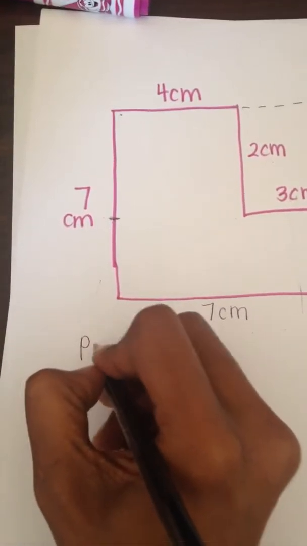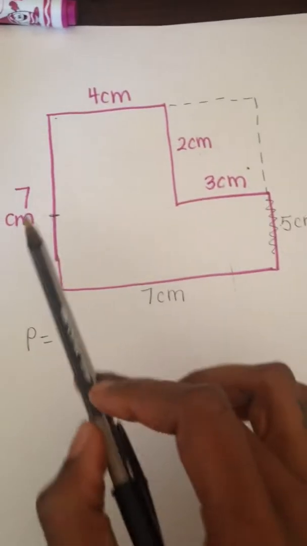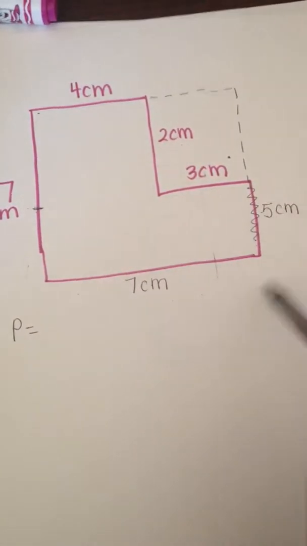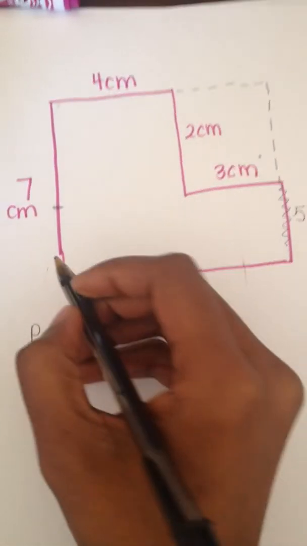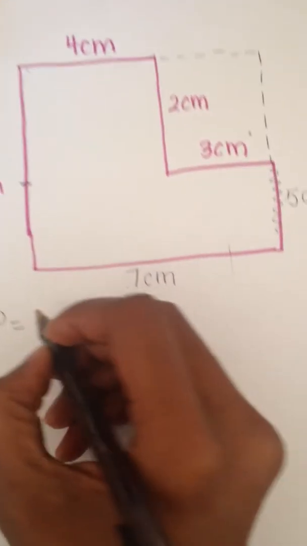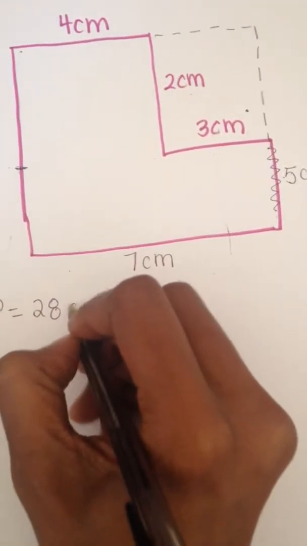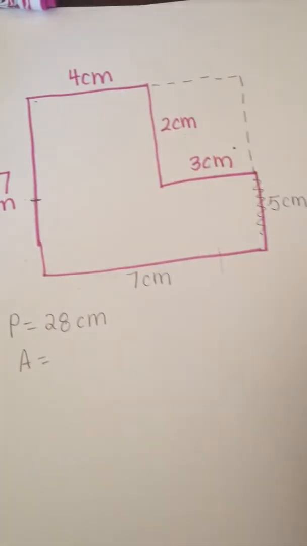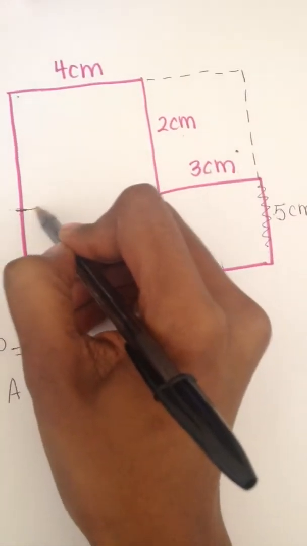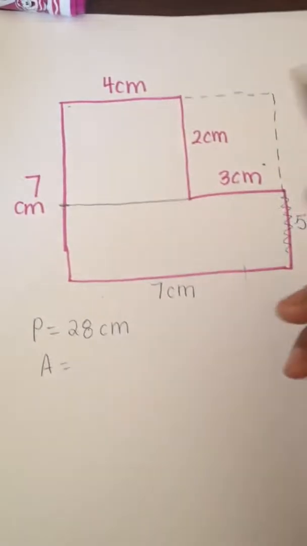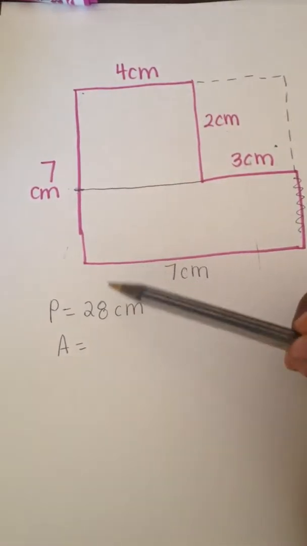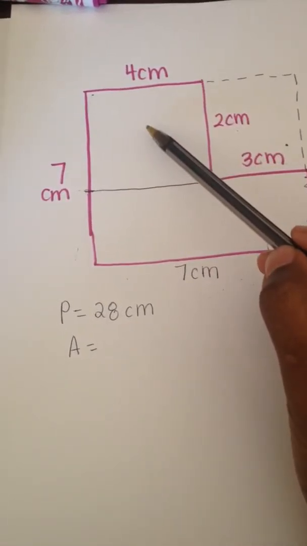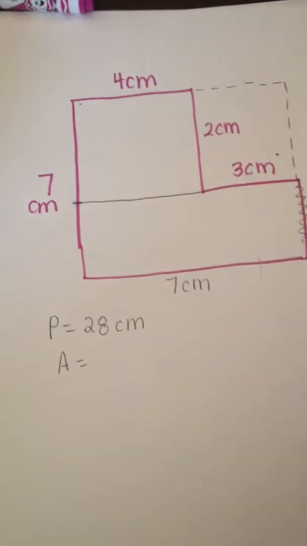So perimeter is fairly easy to solve. You go ahead and add up all those numbers, and when you add it up, you should come up with 28 centimeters. Area is a little more difficult. So for area, I'm going to break my shape up. I drew a line here, and I'm going to find the area of this shape and this shape.